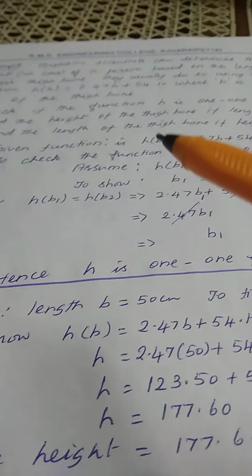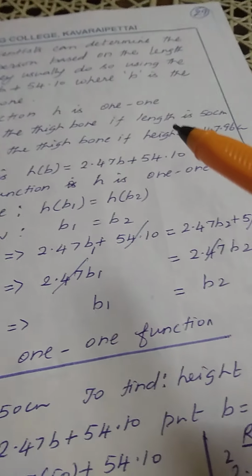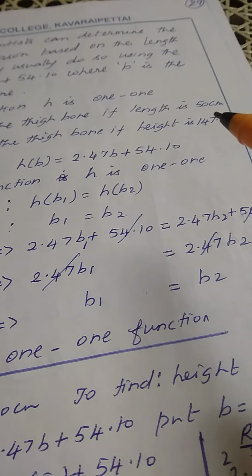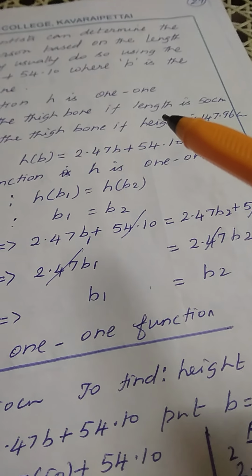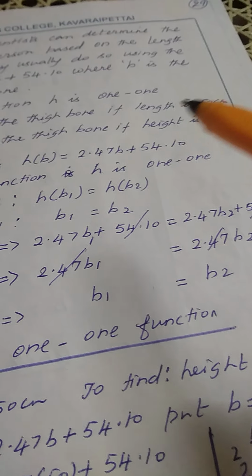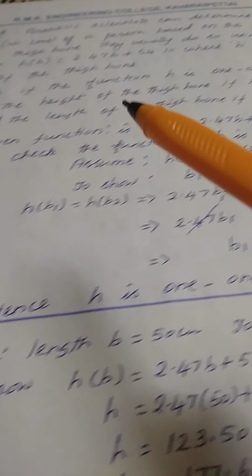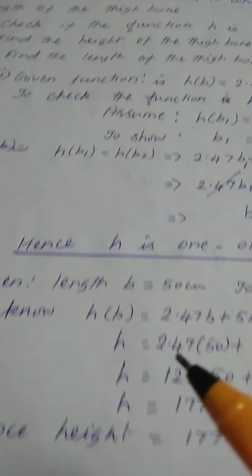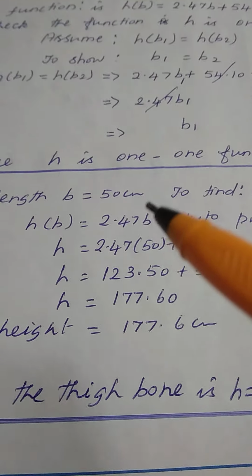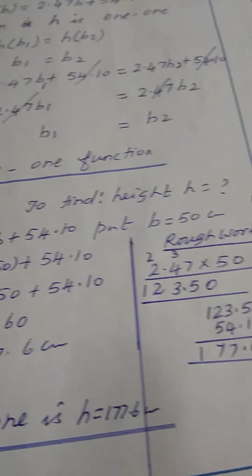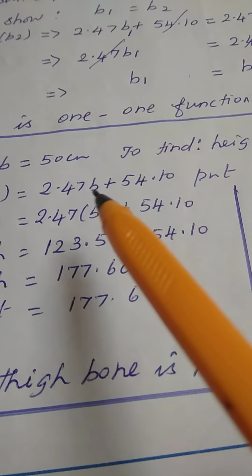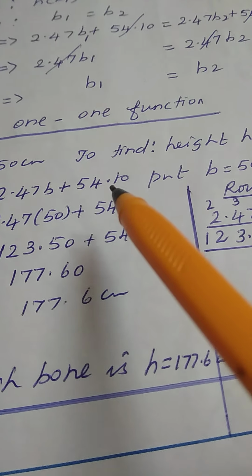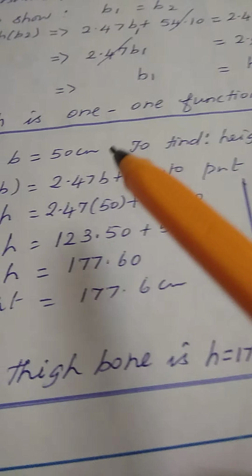Find the height of the thigh bone if length is 50 centimeter. Length means b here. So in the place of b, you substitute 50. Height means h, you have to find out. So write the formula. Length means b is equal to 50 centimeter. Height means h, you have to find out. So h of b is equal to 2.47b plus 54.10. It is given in the question. Put b is equal to 50 centimeter.